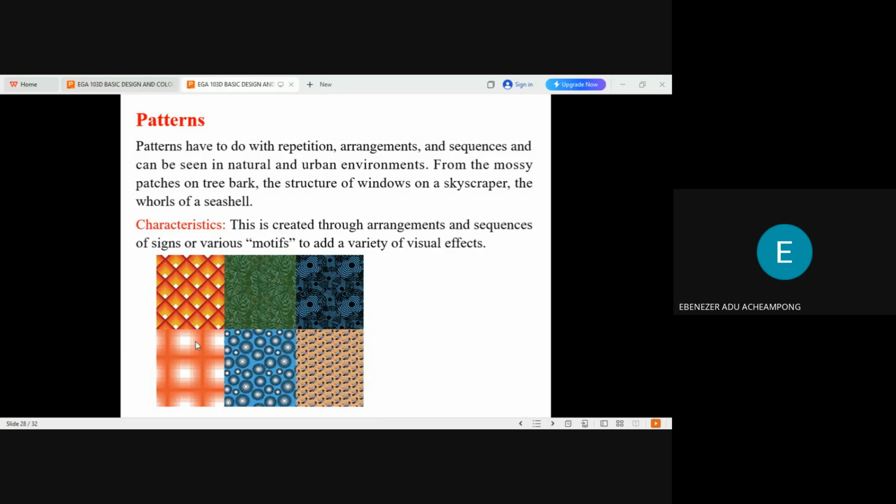Sir, please, with these principles, must we necessarily see all of them in one design? Like if you are making one design, we need to show all these principles before you get a perfect design.